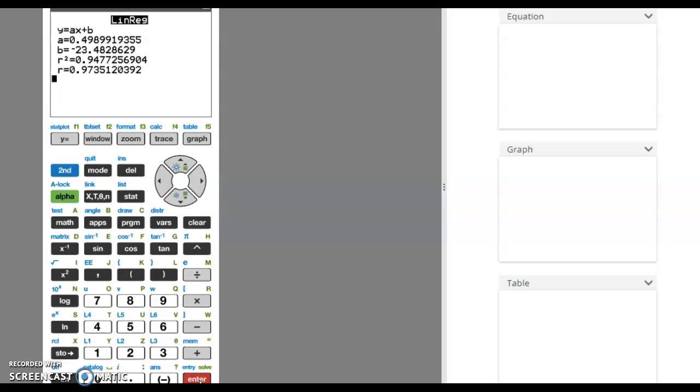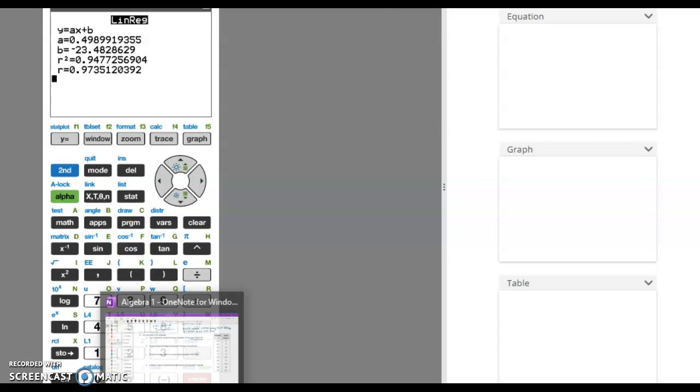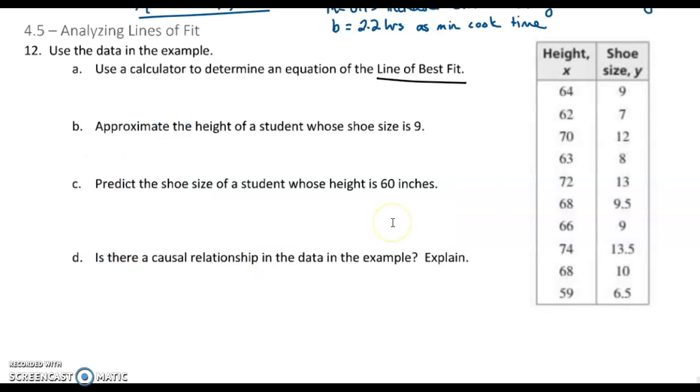Okay, so this is my equation, and yours may or may not have the R value showing. So this is my equation. My A is my slope. I'm going to round that off, and my B is my y-intercept. My R squared we don't have a meaning for yet, and my R is the correlation coefficient, and it tells how good of a fit my data is. So let's write this down.